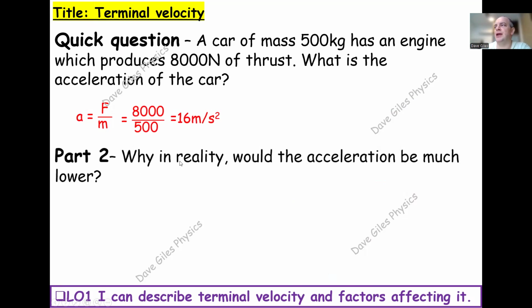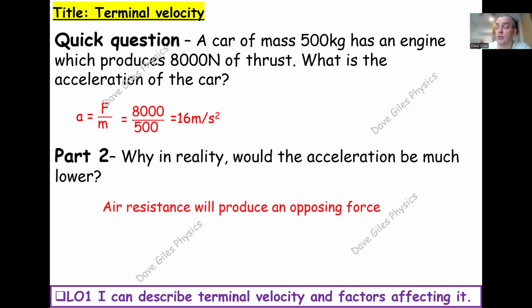Now, why in reality would the acceleration be much lower? Why are you not going to get a constant 16 meters per second squared acceleration? I'll give you a few seconds to think about it. The reason is the air resistance, and friction from the road as well, will produce an opposing force. So there's an opposing force apart from the engine thrust.